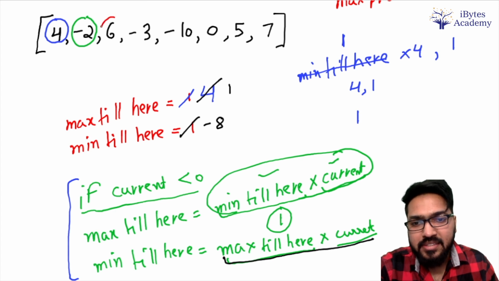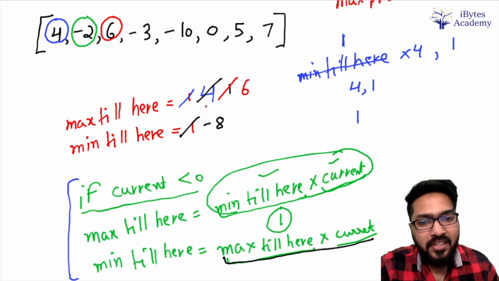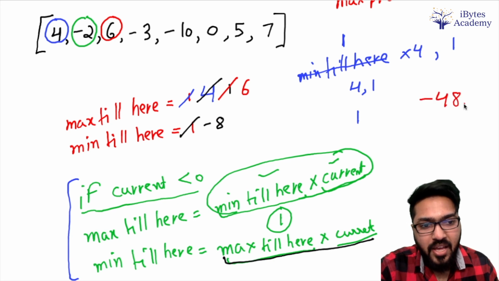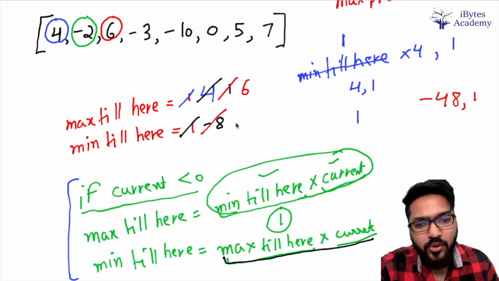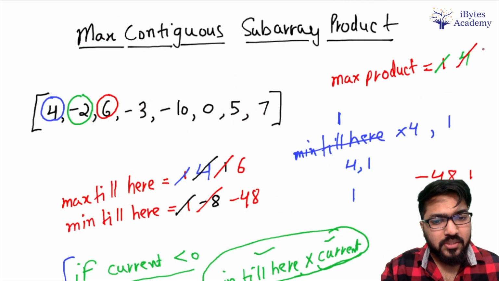Now the next number is 6. Obviously it is a positive number, so as we already discussed, we can straight away multiply it by 6. So 1 into 6 is going to give me 6, and for my minimum I'll just take the minimum of min till here into 6, that is -48, and 1. Okay, so it is obviously going to be -48. And we should update this to 6.